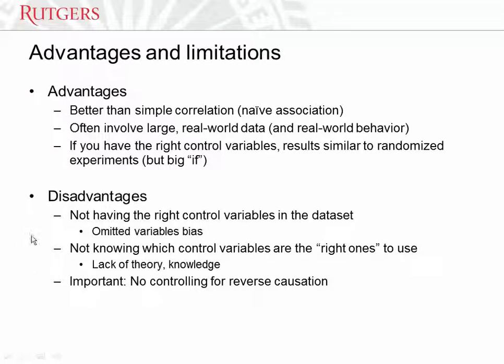One big disadvantage is not having the right control variables in the data set. And I've alluded to this before, but this strategy depends a lot on having a measurement of the control variables that are important. And data sets don't measure everything, surveys don't measure everything, school systems don't measure everything. And so if we're missing a variable, there may be some bias, sometimes called omitted variable bias, because some of the important control variables are omitted from the analysis.